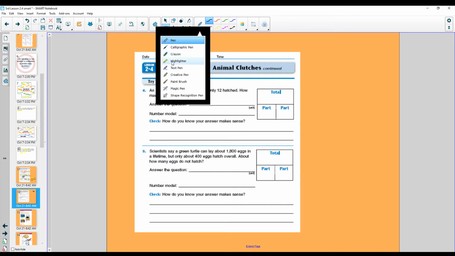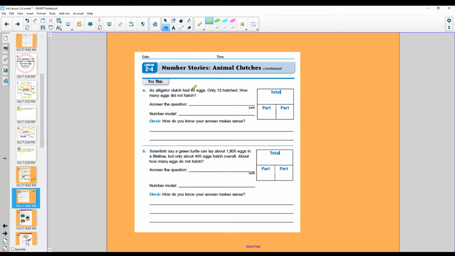Now we're going to get to a little bit different questions. An alligator had 60 eggs, but only 12 hatched. How many eggs did not hatch? Well, we know that we had a total of 60 eggs. That's not one of the parts. That's the total number of eggs that there was. And down here, only 12 hatched. So we're thinking, how many eggs did not hatch? We're trying to find the difference in these two.